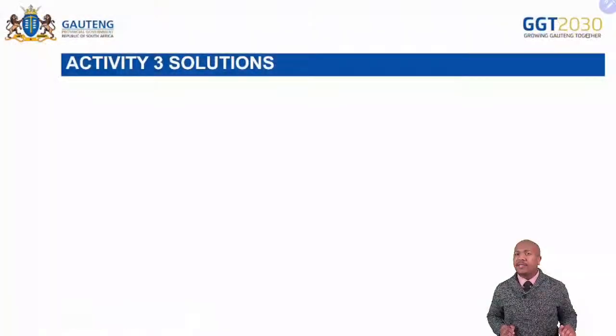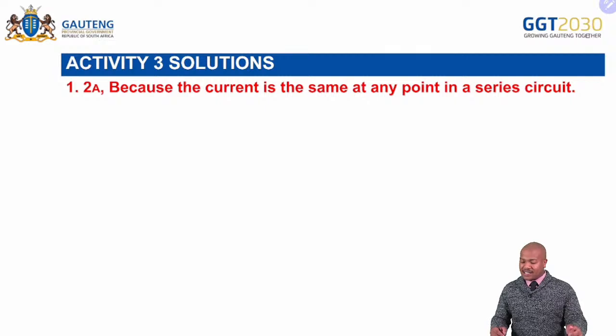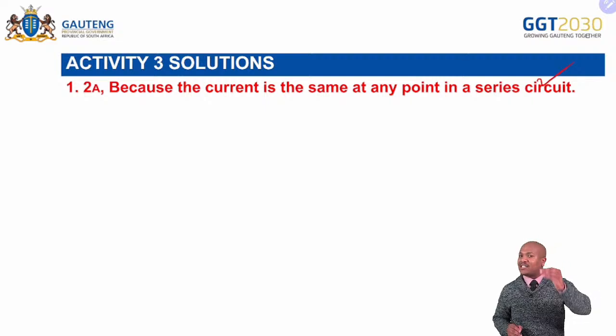So now let's look at the solutions. Number 1, it is what? 2 amperes, right? Because the current is the same at any point in a series circuit. The current is the same at any point in the series circuit. And where do we get this 2 amperes? It is right there in our scenario, right?